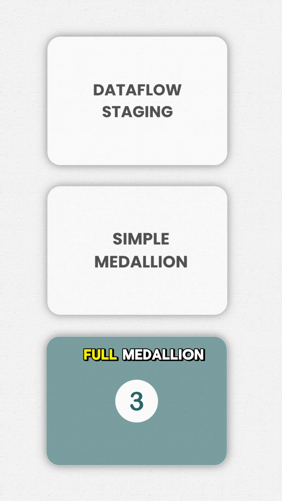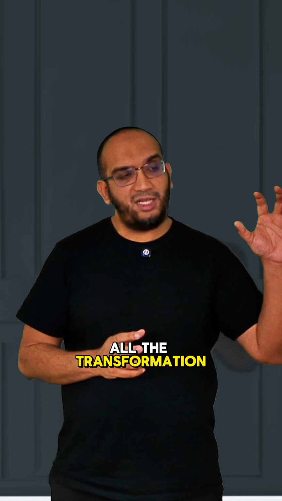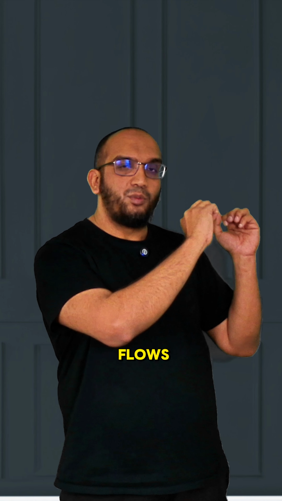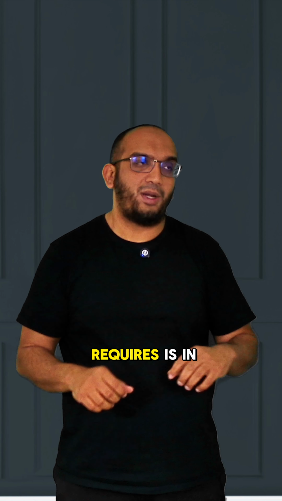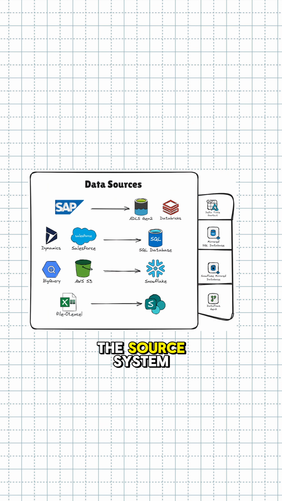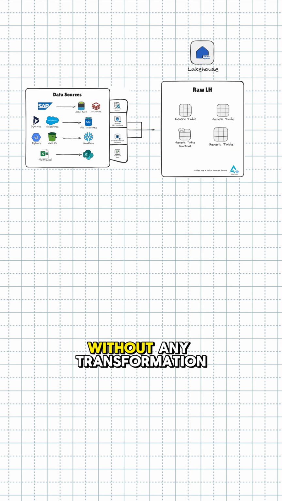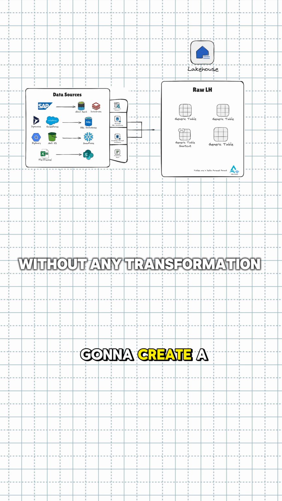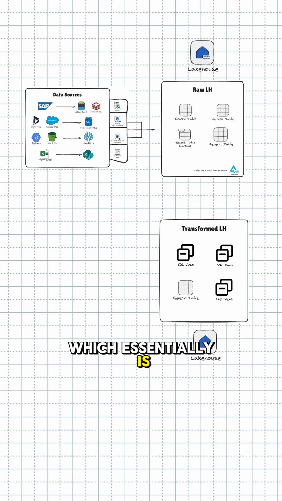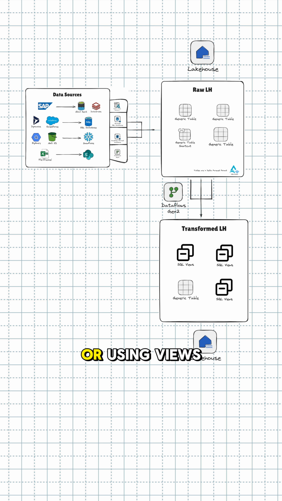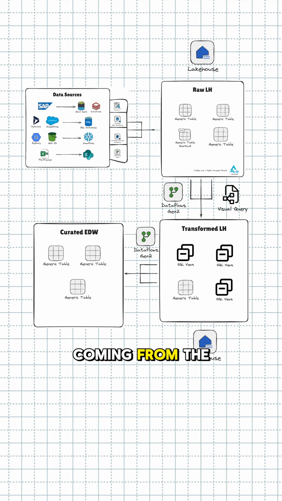Now if we want to go into full medallion, all the transformation we had done in the dataflows, we are going to take those off. What that requires is that we take the data from the source system and load it into the raw lakehouse without any transformation. And we create another lakehouse in the middle, which is going to have the transform layer. So we take the data from the raw, either using Dataflow Gen2, or using views, or using notebooks, depending on your skill set. You can transform the data and replace the views on the gold layer, or the enterprise data warehouse layer.